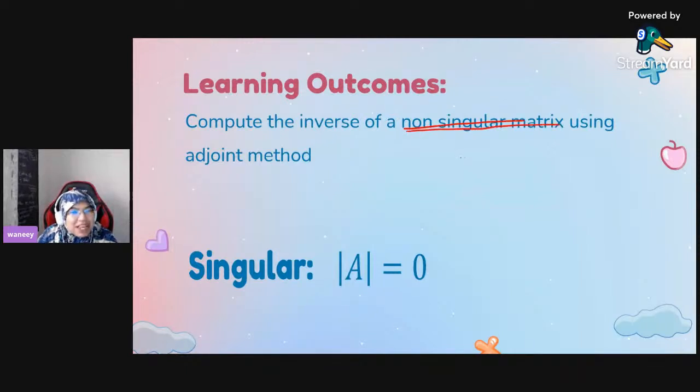Non-singular matrix. Okay, so non-singular is when the determinant is not equal to 0. So determinant of A cannot be equal to 0 for a non-singular matrix. Singular matrix, that is when determinant of A is equal to 0. So basically, if determinant of A is equal to 0, then we say that A is not invertible.